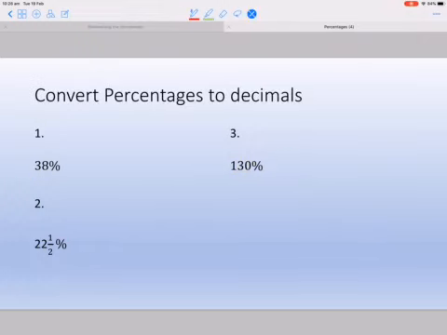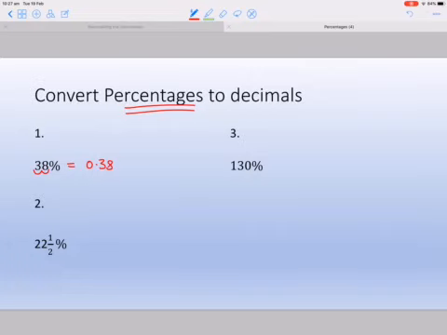All right. Now, we're going to do this second thing. We're going to convert percentages to decimals. All right. And this is actually pretty easy. All we're going to do is imagine there's a decimal point there, and move it twice over. Okay. So our answer will be 0.38, and that is it.